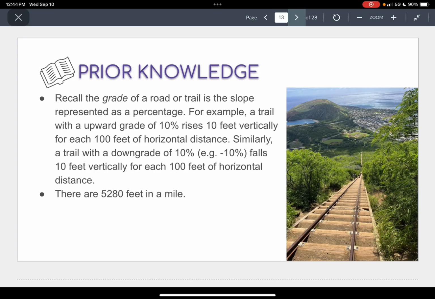We'll continue our conversation, but we want to build on some prior knowledge. Recall that the grade of a road or a trail is the slope represented as a percentage. For example, a trail with an upward grade of 10% rises 10 feet vertically for each 100 feet of horizontal distance. Similarly, a trail with a downgrade of 10% falls 10 feet vertically for each 100 feet of horizontal distance. Also, remember there are 5,280 feet in a mile.